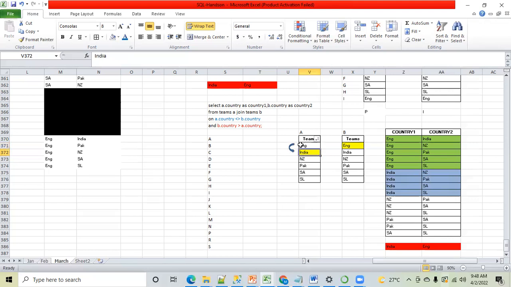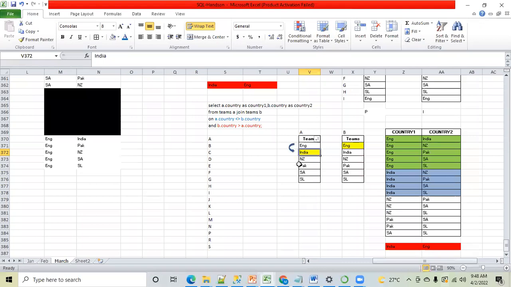To cater to this, I'm telling that B.country should be greater than A.country, because we have sorted this in ascending order. All the countries which have a higher ASCII value than India will be joined with India. So I will join with N, I will join with P, I will join with S, I will join with S. I will not join with E. And this is what we want, that I should not join with E.